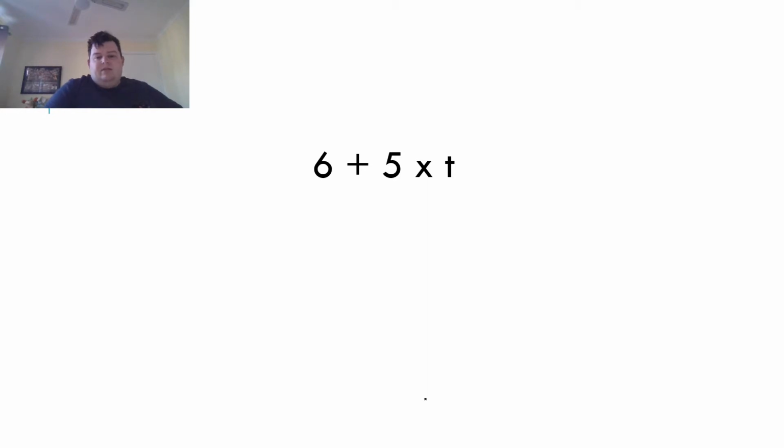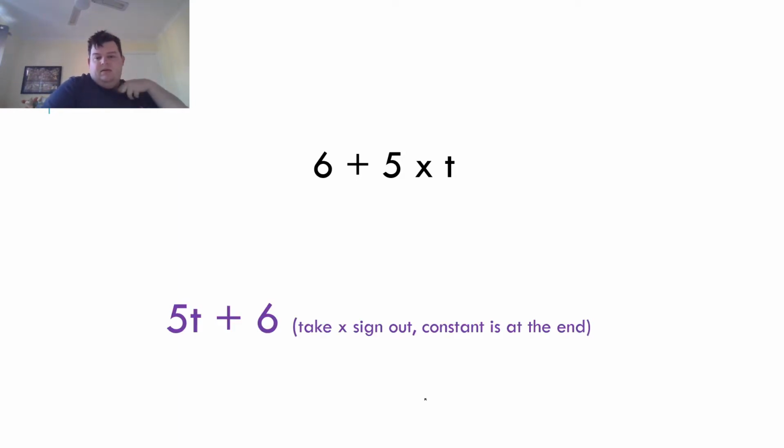5 times t, so 6 plus 5 times t. Let's see if anybody can figure this one out. Okay. You take out the multiplication sign and you make sure the constant goes at the end. So instead of being 6 plus 5t, it's 5t plus 6.